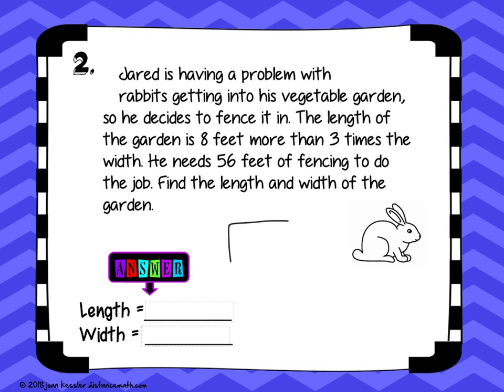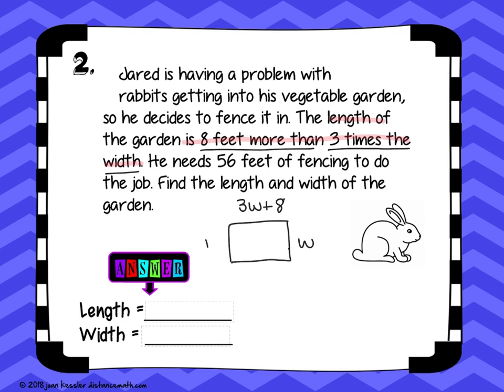So I'm going to just sketch a rectangle, and then I'm going to go back to the information about the length and width. So the length is 8 feet more than 3 times the width. Again, the width is W, and then the length, 8 feet more than 3 times the width. So 3 times the width is 3W. 8 more than is plus 8.